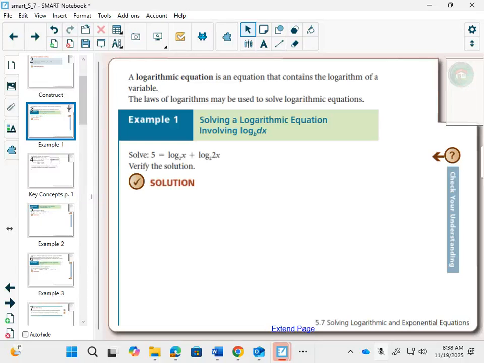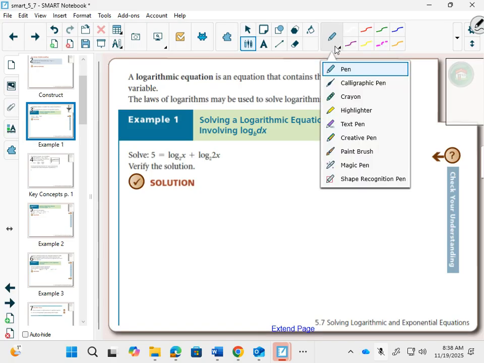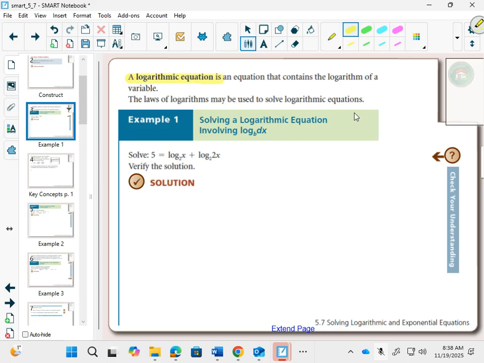So if you want to, just at the bottom of page 417, if you want to highlight this, we call any equation where the x is inside of the logarithm a logarithmic equation.